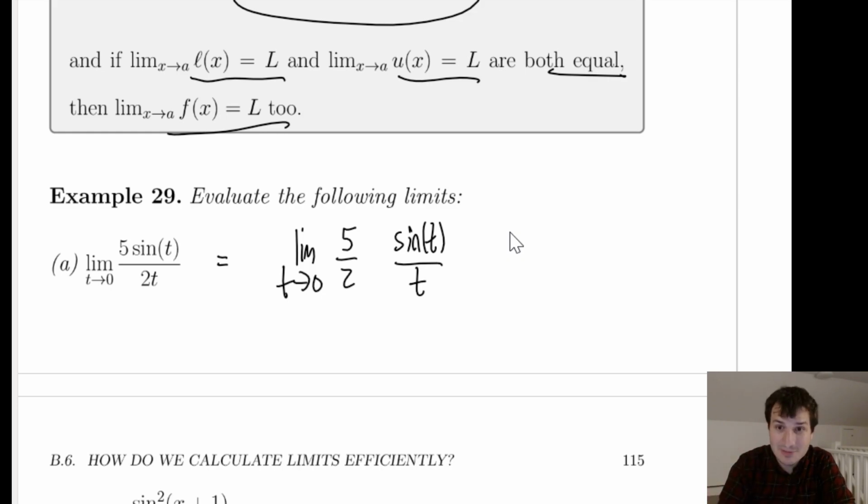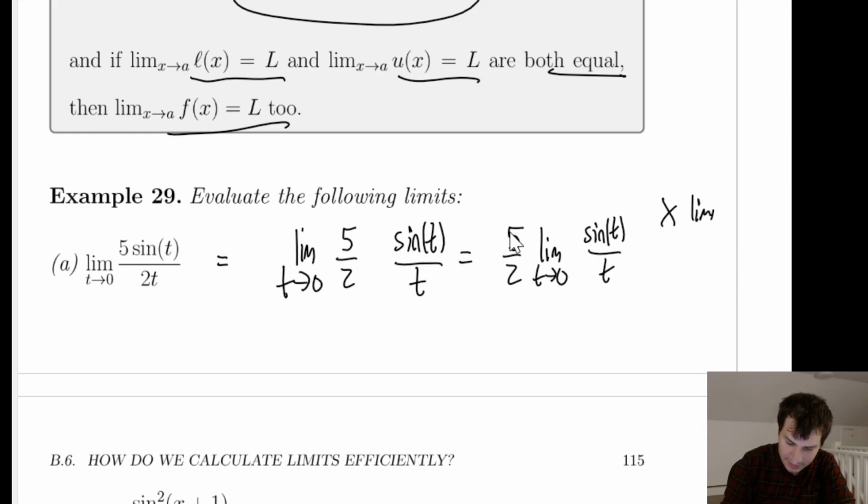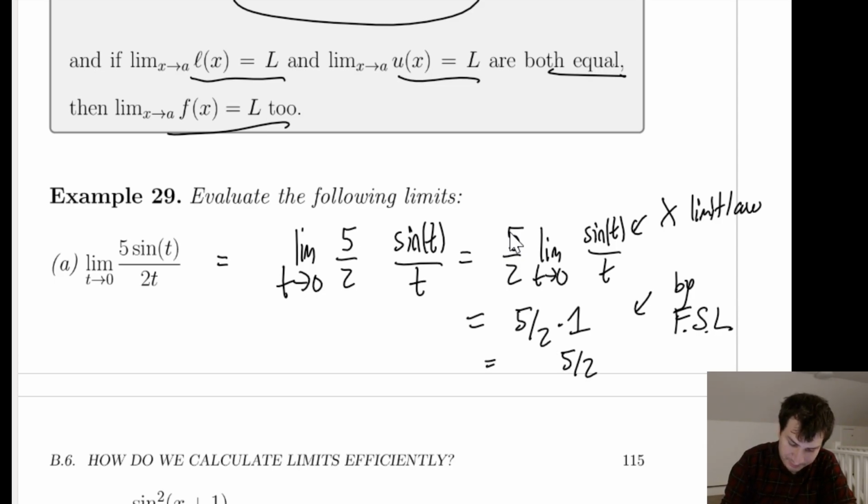So by the times limit law, this is equal to 5 over 2 times the limit as t goes to 0 of sine t over t. This is the times limit law. Or if you want, it's the times limit law and also the fact that the limit of 5 over 2 is 5 over 2. So this is 5 over 2 times 1 by the fundamental sine limit, FSL, which is 5 over 2.